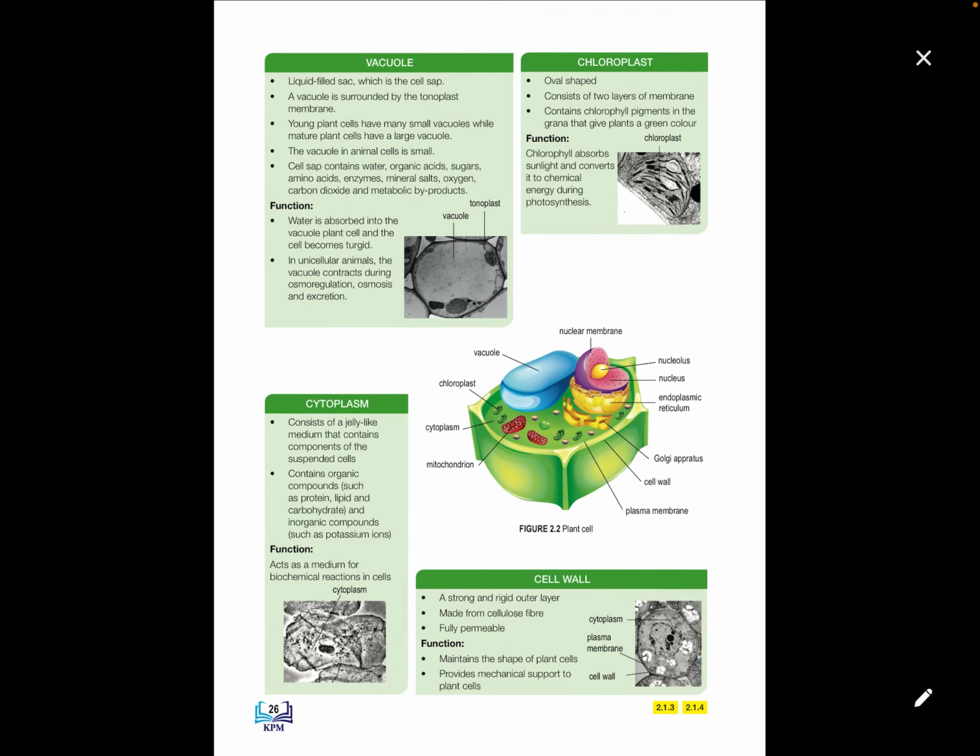But for these cell components to even work together, there needs to be a cytoplasm. And the cell wall is very rigid. It is made out of cellulose. It is fully permeable, and the main thing that it does is to maintain the shape of plant cells, which helps with mechanical support.